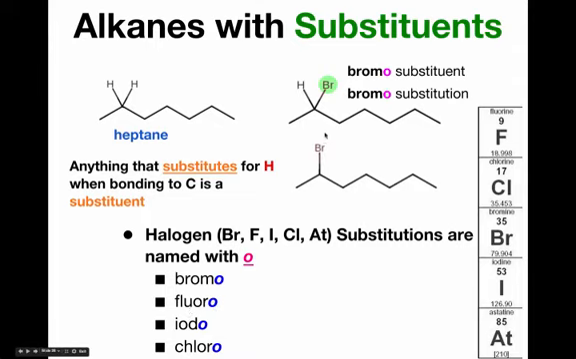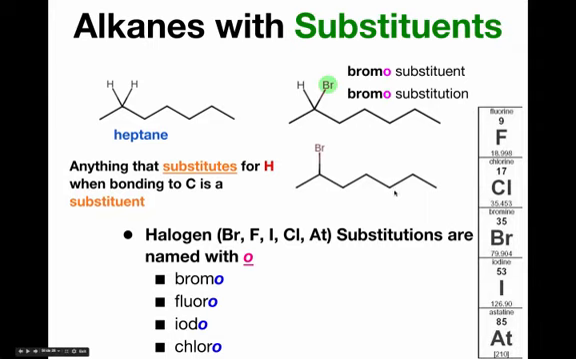If there was an iodine atom substituting there, it would be called iodo, and if there was a chlorine, it would be called chloro. So this little name, bromo or fluoro or iodo, is going to ultimately be part of the unique name that describes this molecule. But I need to give you a little bit more information before we can give this molecule its unique name.